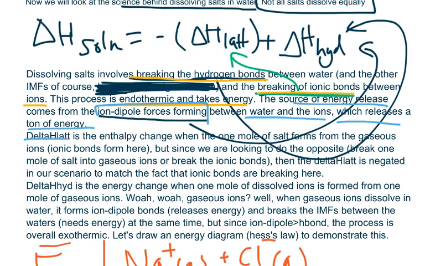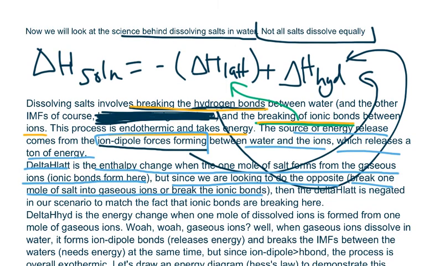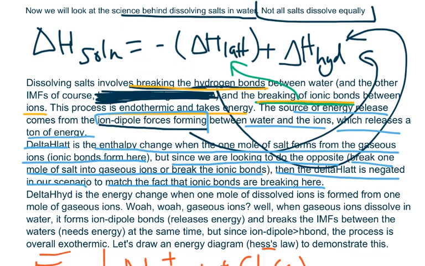Now, the delta H of lattice, if you remember, is the enthalpy change when 1 mole of salt forms from the gaseous ions. And when this happens, the ionic bonds form, because when the gaseous ions come together, they will form ionic bonds, and you will get the salt. But since we are looking to do the opposite, or in other words, break 1 mole of salt into gaseous ions, or break the ionic bonds, then the delta H of lattice is negated in our scenario to match the fact that the ionic bonds are breaking here and not forming. So that explains why the delta H of lattice is negated.